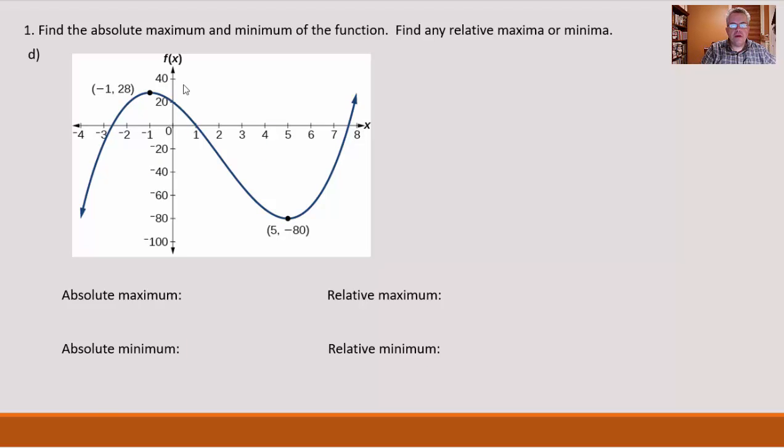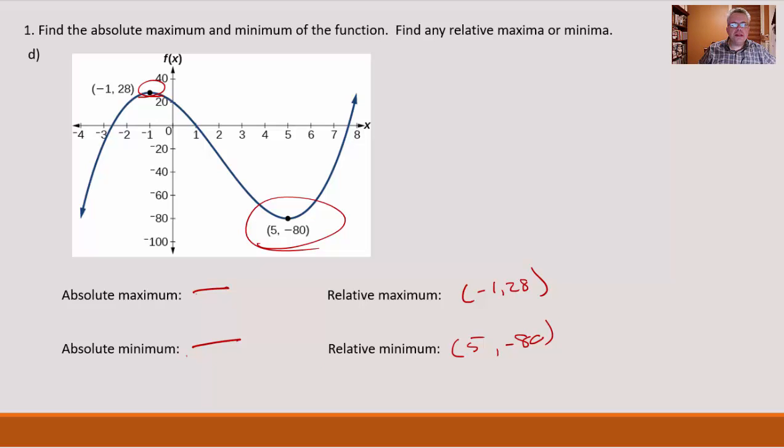Take a look at this function. It continues forever on both sides. It goes to negative infinity on the left, positive infinity on the right. Because it keeps going up over here, it never reaches the highest point, so it doesn't have an absolute maximum. It doesn't have an absolute minimum either because it keeps going down on this side. Relative maximum, that would be that point right there. There is one. And relative minimum would be that point.